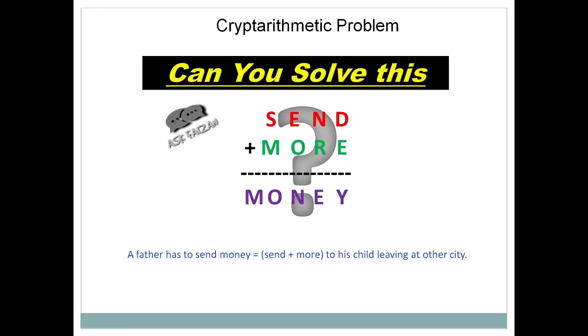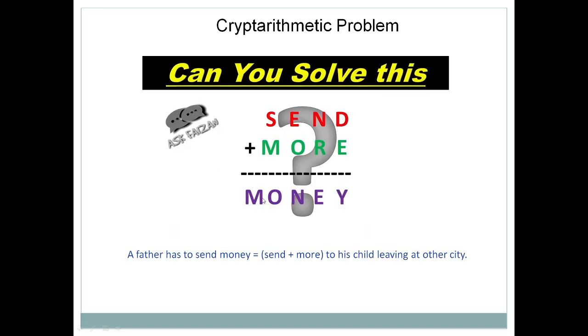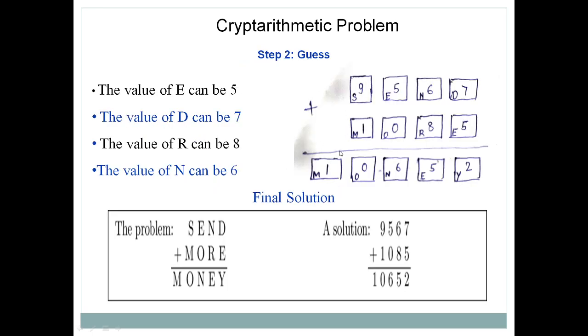So the value of M equals 1. Why have we decided that the value of M is 1? Why not 2? Because we know that the addition of S plus M should not be greater than 18, and suppose 18 is the number, then 1 is the carry which is generated. That's why the value of M is 1. So here what I have written: since two single digit numbers plus carry cannot be greater than 18, the value of M equals 1. Now see what we have done: we have placed the value of M as 1. There are two occurrences of M here, so I have placed 1 here also and here also.